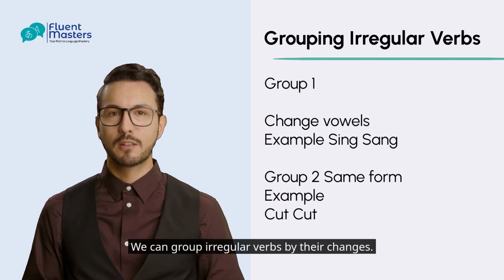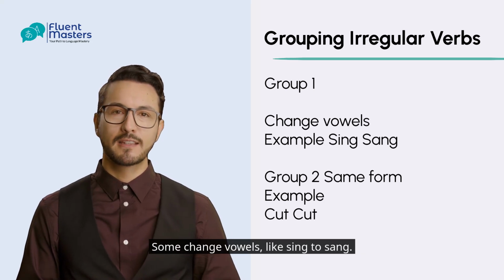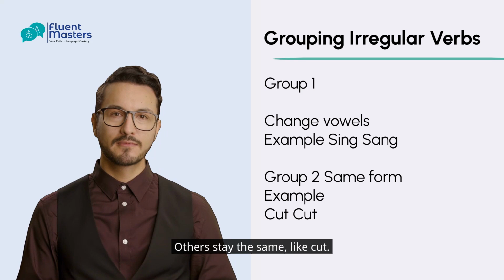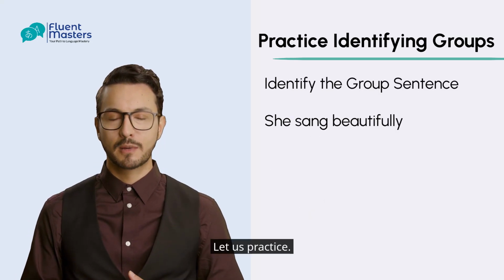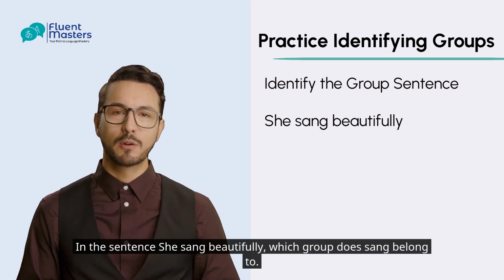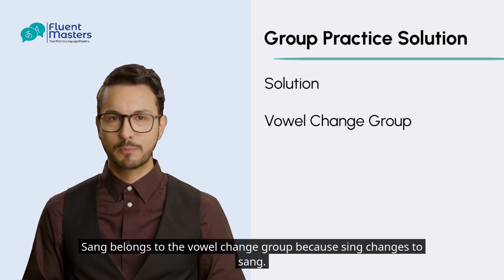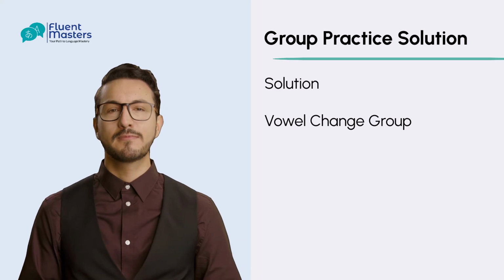We can group irregular verbs by their changes. Some change vowels, like sing to sang. Others stay the same, like cut. Let us practice. In the sentence, she sang beautifully. Which group does sang belong to? Sang belongs to the vowel change group because sing changes to sang.